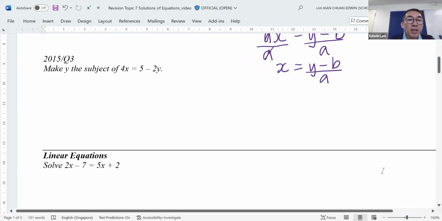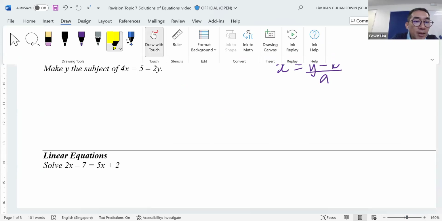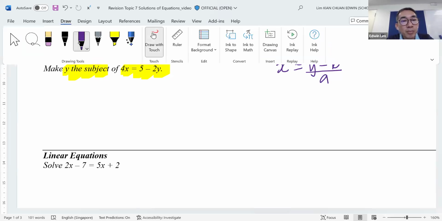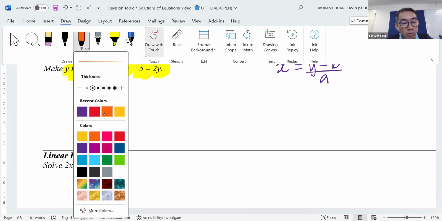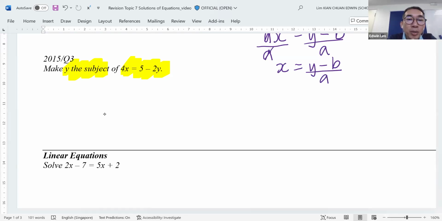Make y the subject of 4x equals 5 minus 2y. The formula is 4x equals 5 minus 2y. So this is how I do the question. Right? So since y is the subject, I make sure y will be at the left-hand side. So 5 minus 2y equals 4x.